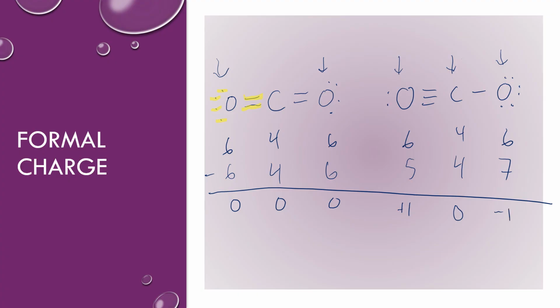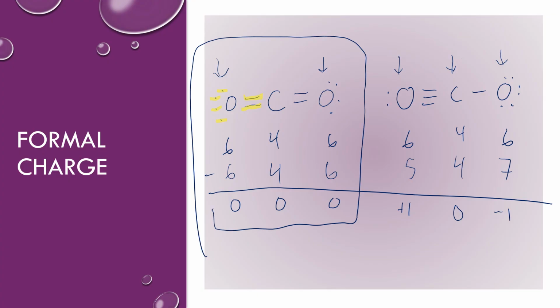The best Lewis structure is the one that minimizes the formal charges present in the compound. So you want them all to be 0 if possible, which is why this structure for carbon dioxide is the more stable one. All of them are 0 formal charge. They all have the number of electrons that they want to have the most stable structure. In our other structure here, the oxygen with the triple bond has a formal charge of +1, and the oxygen with a single bond has a formal charge of -1, which is less stable.